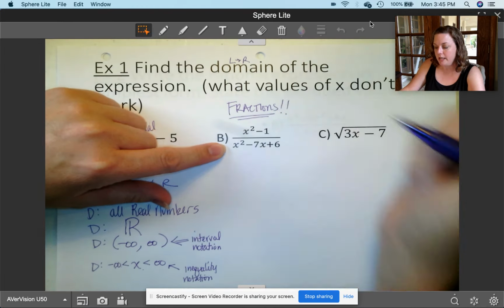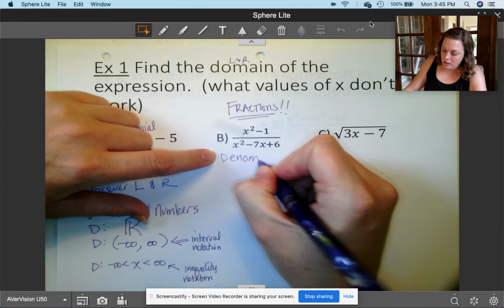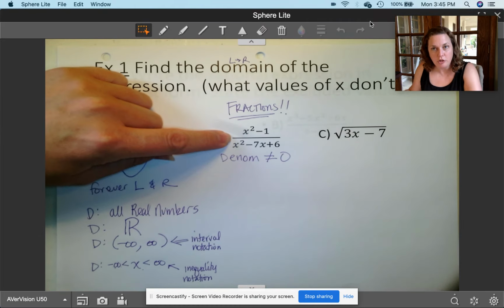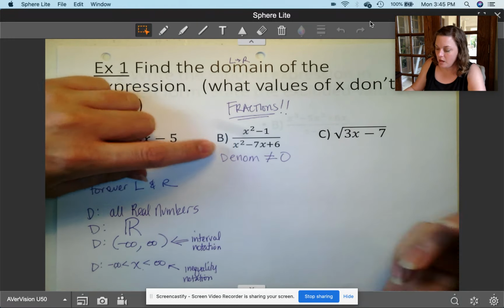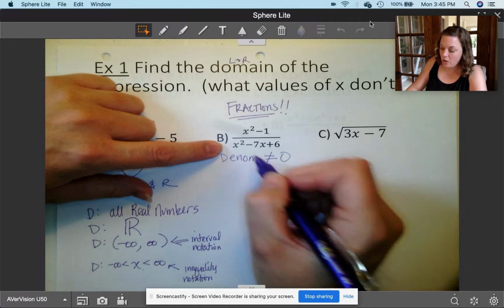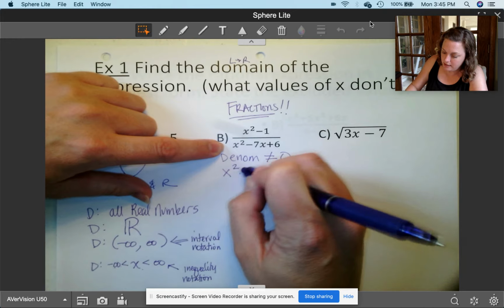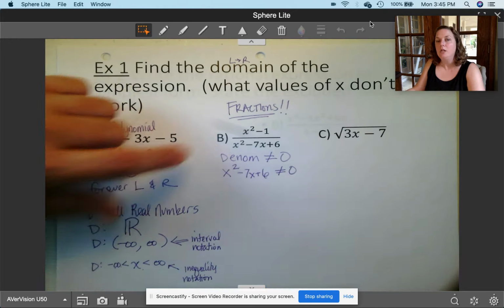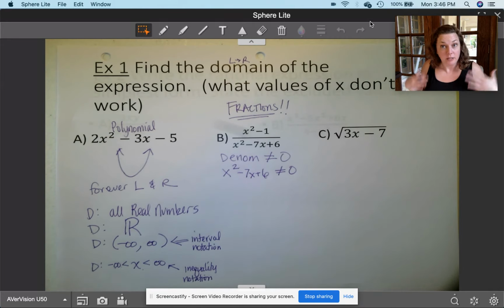Fractions are problematic, and fractions are problematic because denominators cannot equal 0. So anytime you see a rational expression, which is what this is, a rational fraction, in order to figure out the domain, all we have to do is look at the denominator. X squared minus 7x plus 6 is not allowed to be 0. So we need to figure out what x values actually equal 0, and then we can exclude them. Everything else will work, but these guys.